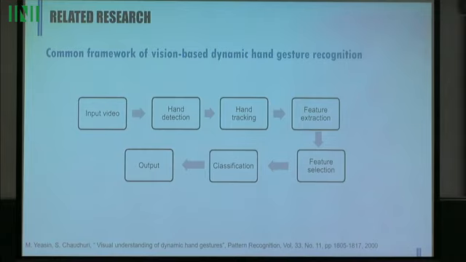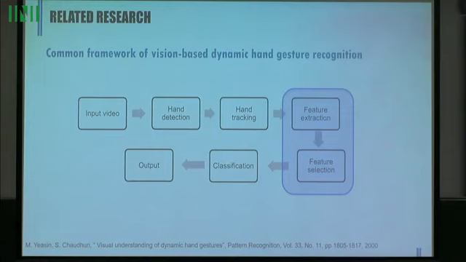After reviewing the challenges, I will talk about 3 typical related research works. This one is a very typical framework for vision-based dynamic hand gesture recognition before deep learning. Before deep learning appeared, people followed this flow chart, but they used different ways to do the hand detection, hand tracking, and the features.